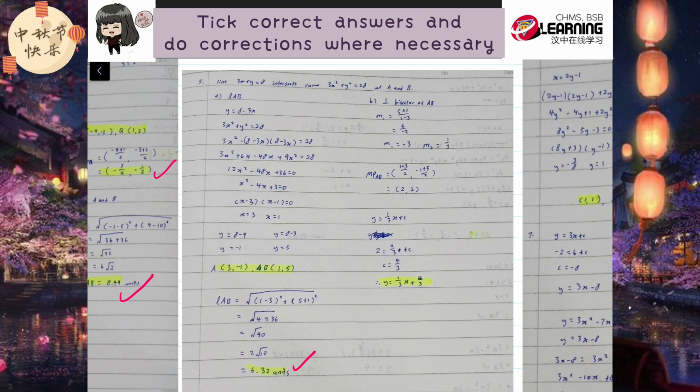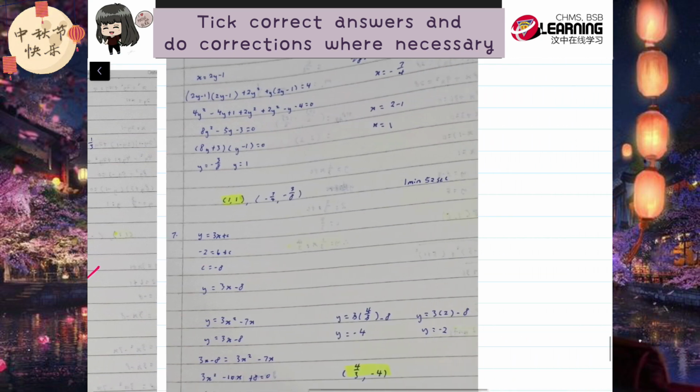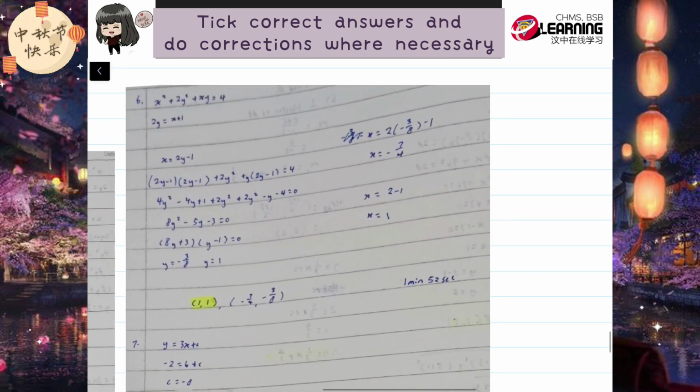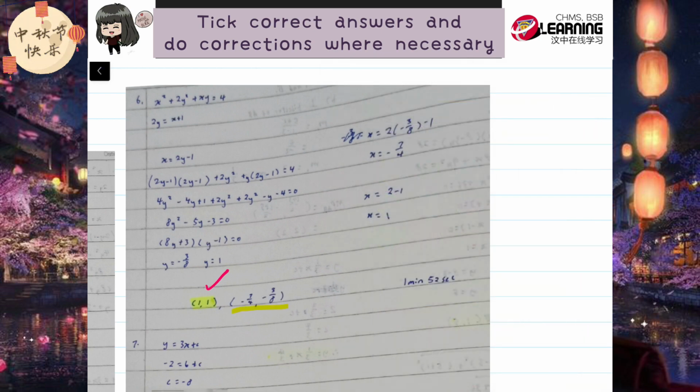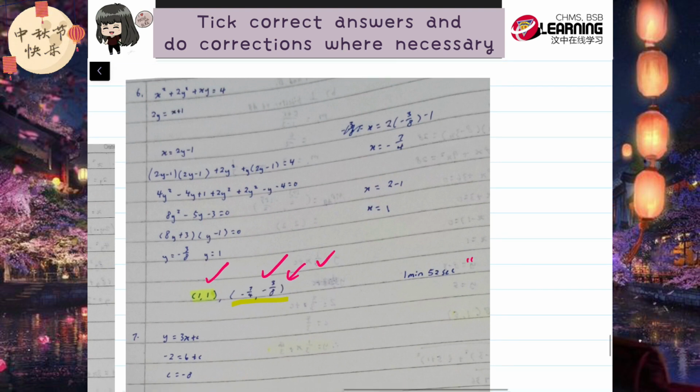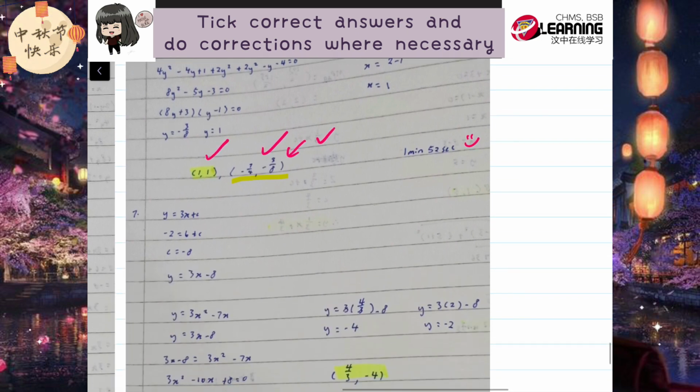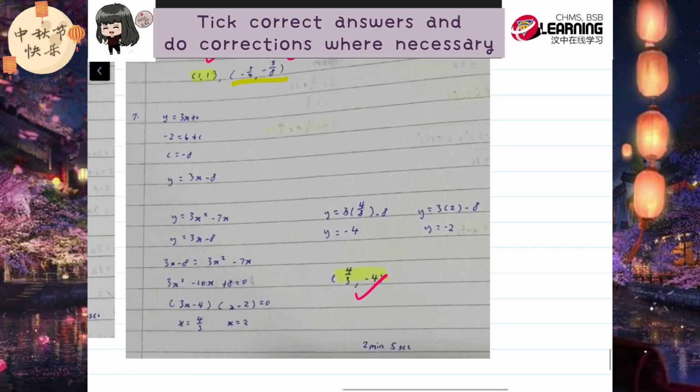Question number 5a, the answer is 6.32 units, together with the working here, is correct. And B, the answer is this equation. Let's go to question number 6. Number 6 has 2 answers here. I have notified you through the post that there is one more answer. Do not reject this answer, it is acceptable. The timing here, 1 minute 52 seconds, great. Question 7, this is the answer, and the other one, 2 and -2, is rejected.